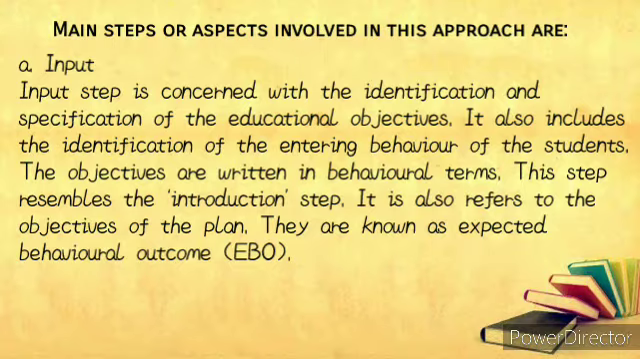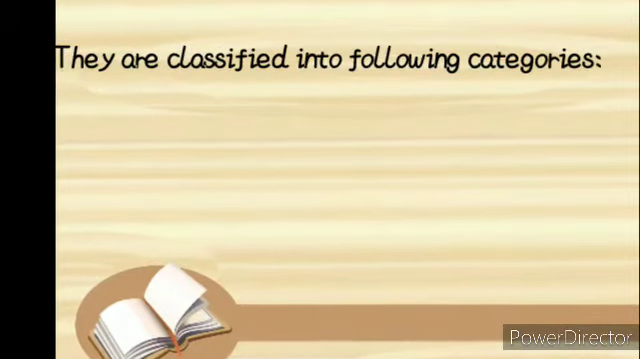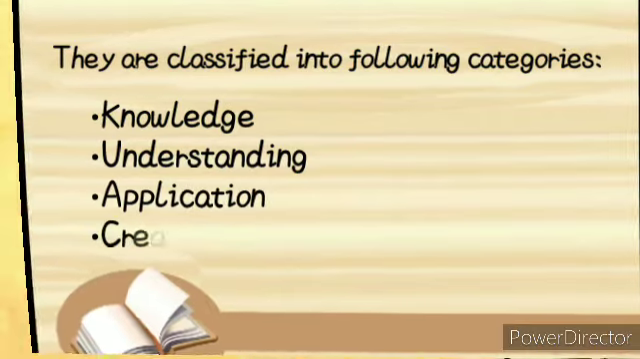This step resembles the introduction step. It also refers to the objectives of the plan. They are known as expected behavioral outcome or EBO. They are classified into the following categories: knowledge, understanding, application, and creativity. The second step is process.